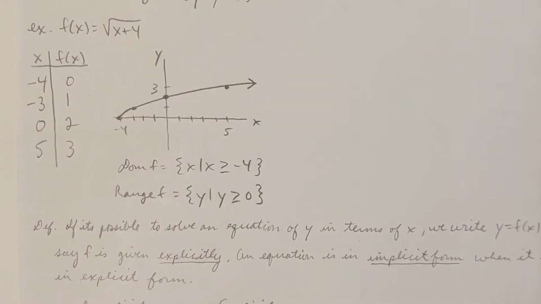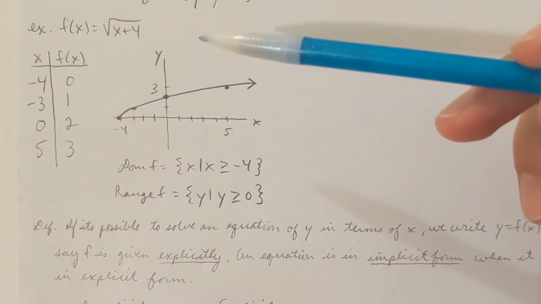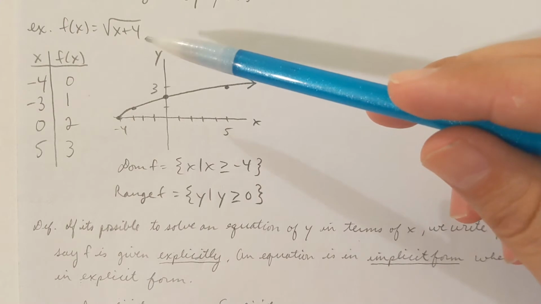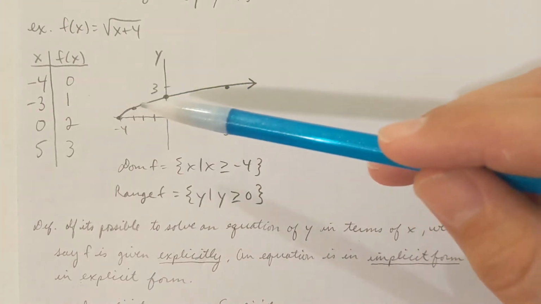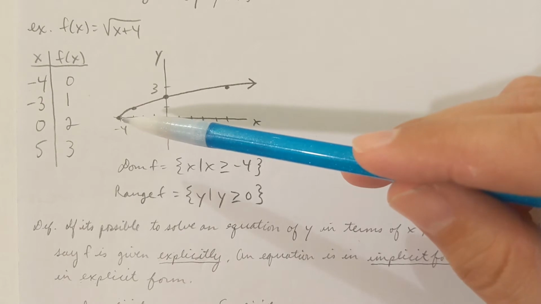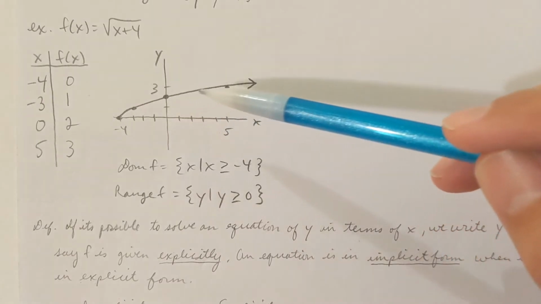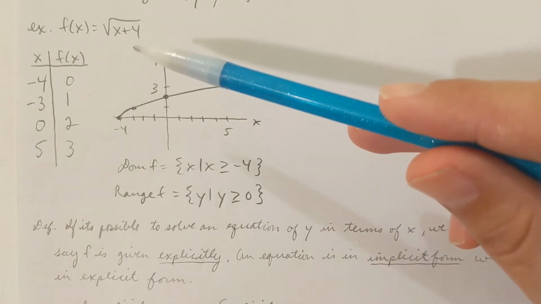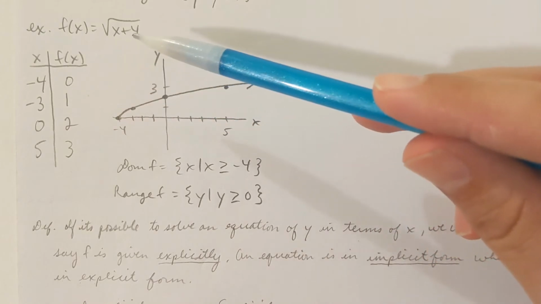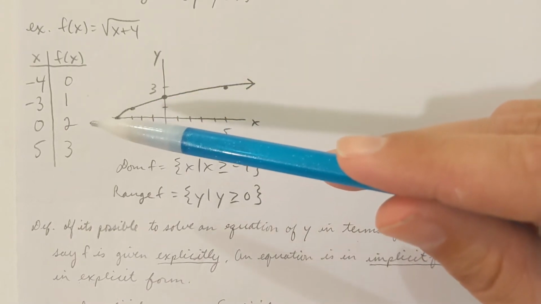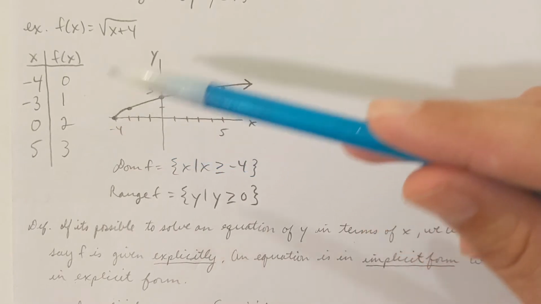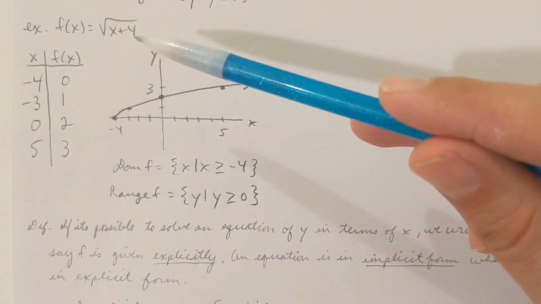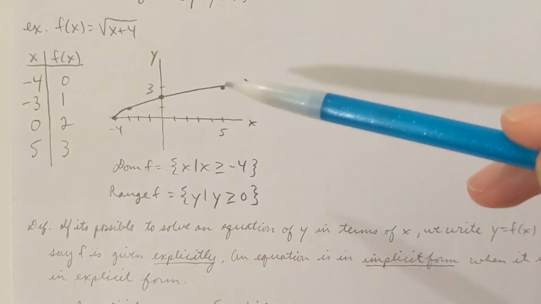Okay, so the next function that we'll graph here is f of x equals the square root of x plus 4. I can't plug in anything less than negative 4, so I know that the graph is going to start at negative 4, and anything bigger than negative 4 is okay to use here. If x is negative 4, I get 0. If x is negative 3, I get 1. If x is 0, try to use nice numbers, I get the square root of 4, which is 2. And if x is 5, I get the square root of 9, which is 3.